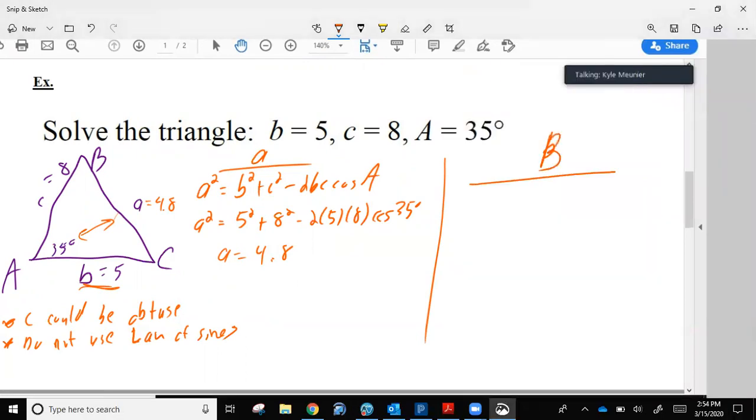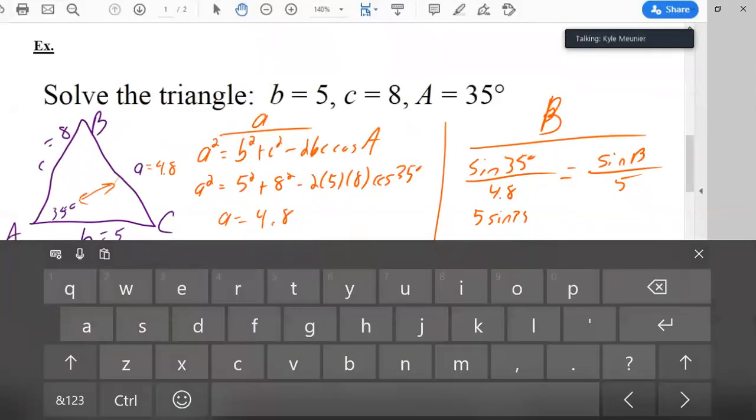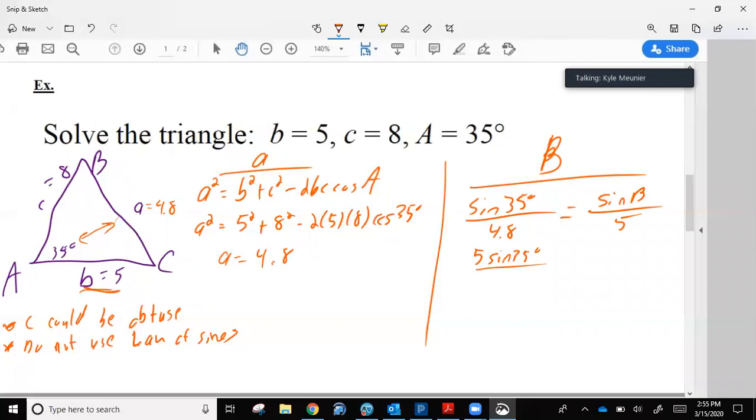So let's figure out angle B. I'm going to say the sine of 35 degrees for angle A over 4.8 for side A equals the sine of B over 5 for side B. That's going to give me 5 sine of 35 degrees over 4.8 equal to the sine of B. So the inverse sine of 5 sine 35 degrees over 4.8 equals B.